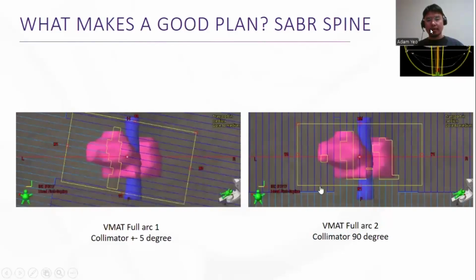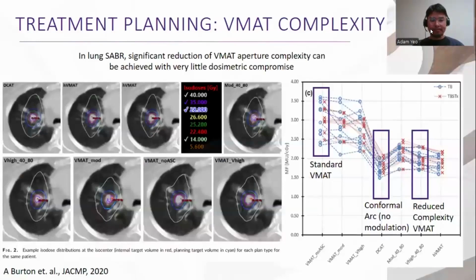And with the second arc, we will swing the collimator to 90 degrees, so we can effectively shield the cord while opening the MLC aperture to the targets. So we mix those two different collimator configurations for the two full arcs recipe in spine SABR.